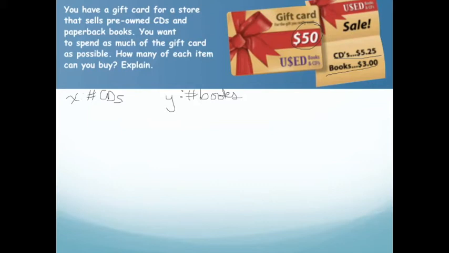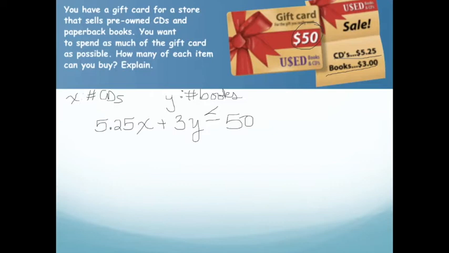And then we need to find a relationship. So if I'm buying CDs, they're $5.25 each. So the cost of all of my CDs together will be $5.25 times however many CDs I buy. But I'm also buying books. So that's going to be $3 for each book times however many books I buy. And we want this to be under $50. So I can spend equal to $50, or I can spend less than $50. I cannot spend more than $50. So the amount I spend has to be less than or equal to $50. So we have an inequality here.